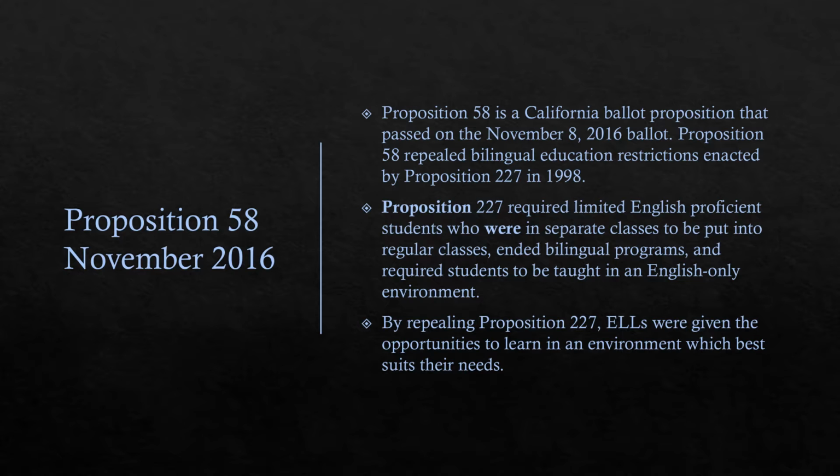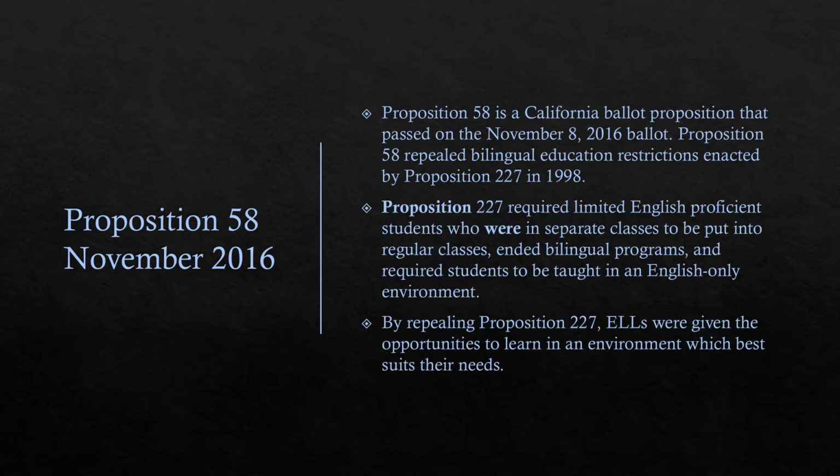In November 2016, Proposition 58 was passed. Proposition 58 is a California ballot proposition that passed on November 8th of the 2016 ballot. Proposition 58 repealed bilingual education restrictions enacted by Proposition 227 in 1998.